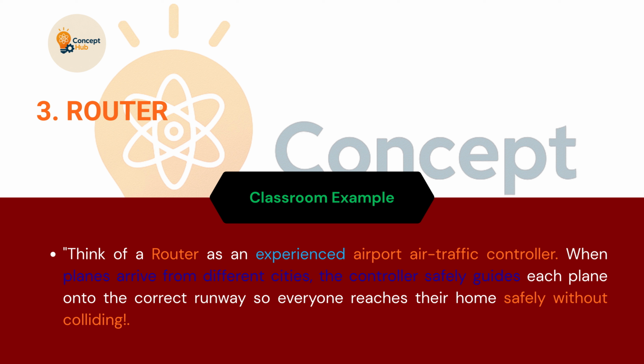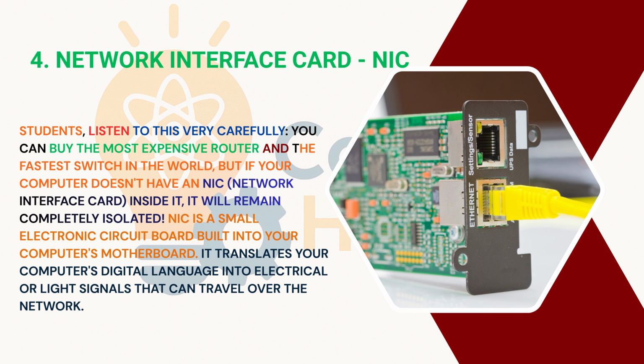Classroom example. Think of a router as an experienced airport air traffic controller. When planes arrive from different cities, the controller safely guides each plane onto the correct runway so everyone reaches their home safely without colliding.